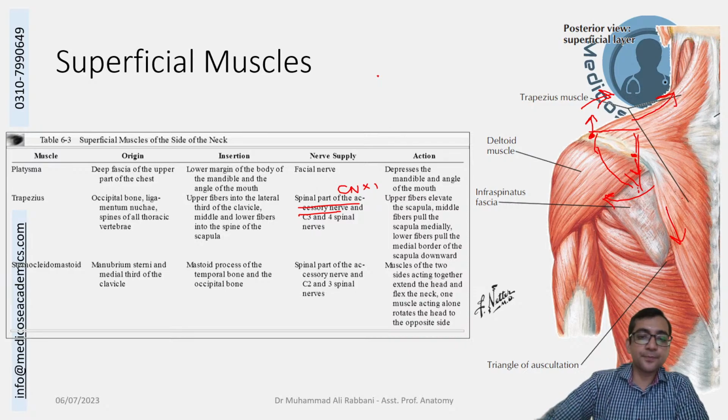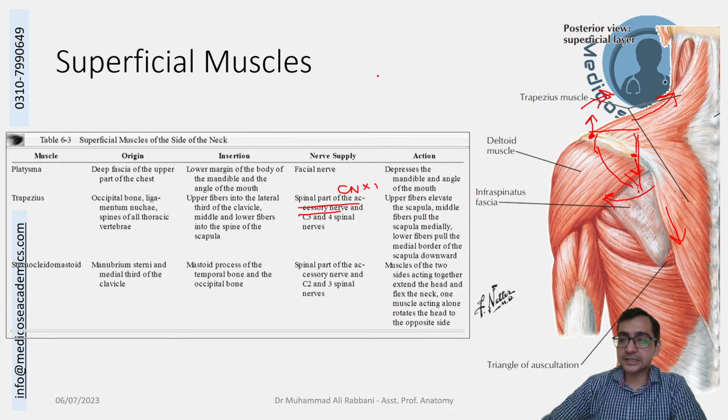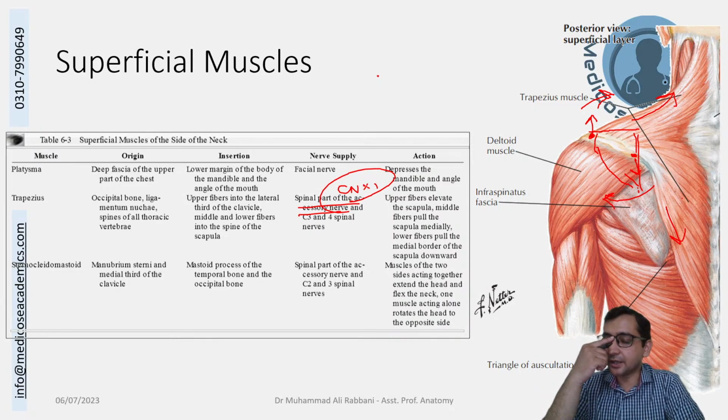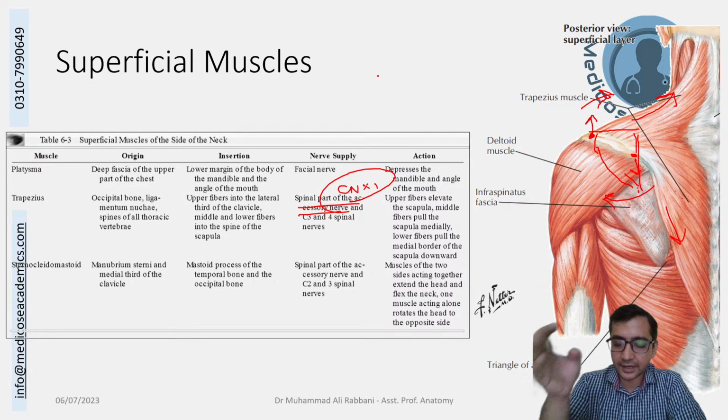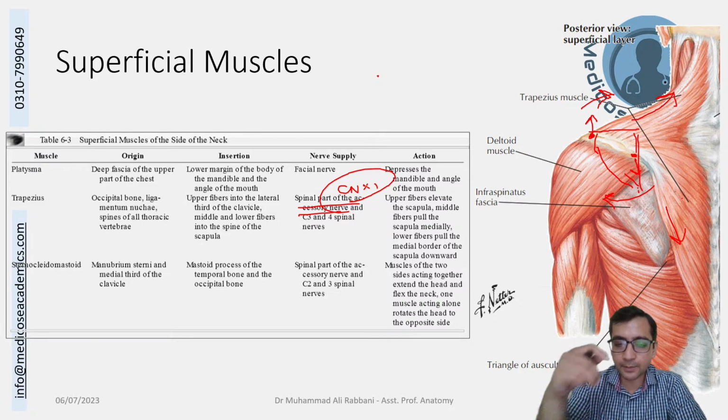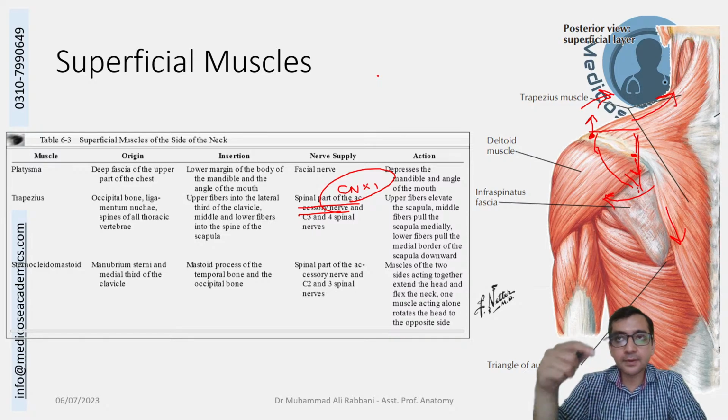So the question comes: there was a surgery in the posterior triangle of the neck and a nerve was damaged. We will discuss its pathway later on. The nerve damaged is cranial nerve number 11, the spinal accessory nerve. And when that is damaged, the person is now unable to comb his hair.